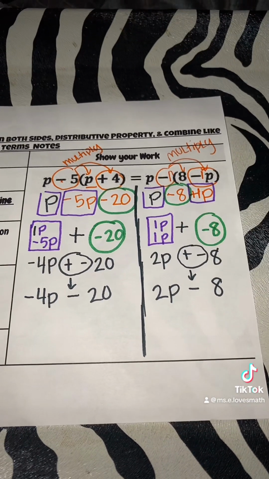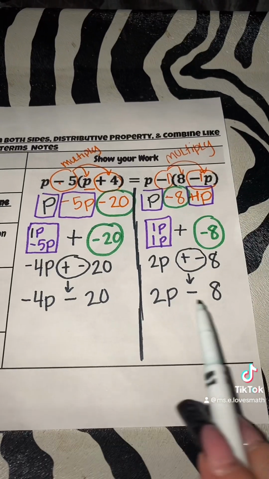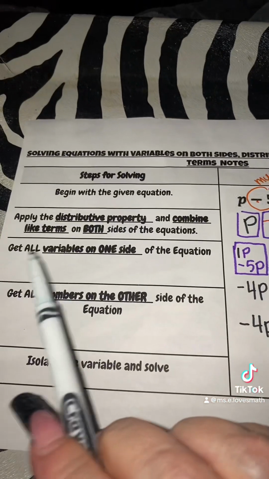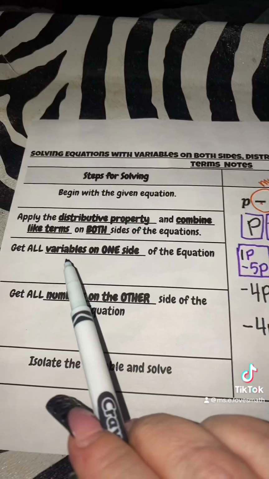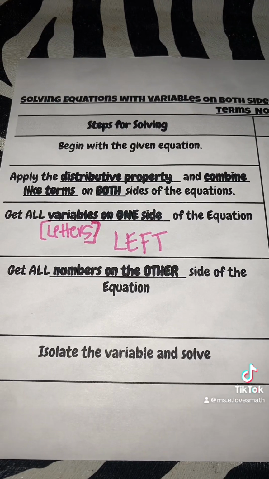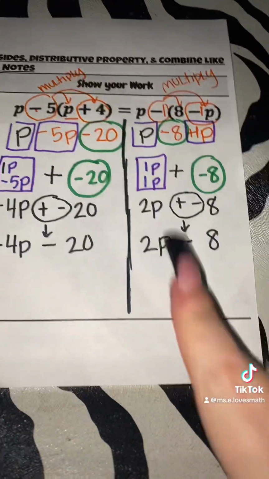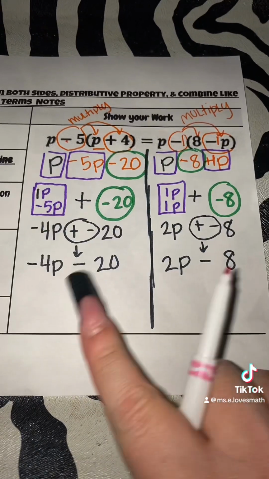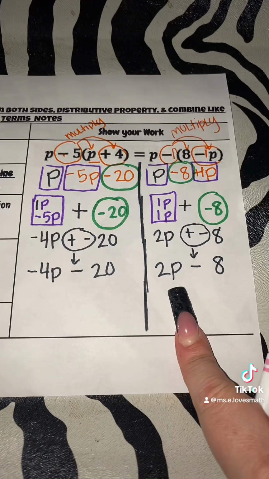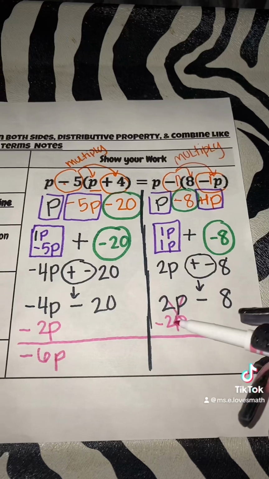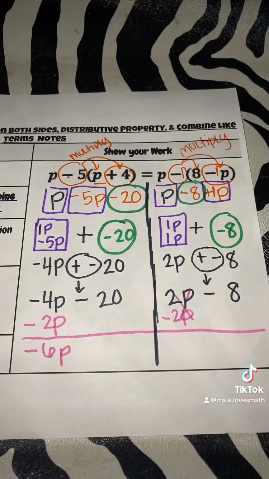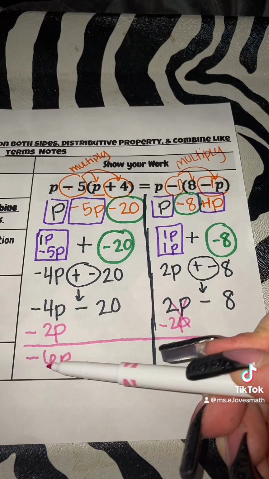Remember, our line is our equal sign. So now that we have our new equation after combining and distributing, it is time to move all of our variables to one side. Remember, variables are the letters in our equation, and we like to get the letters to the left. So over here, I need to get rid of the 2p on the right and move it to the left. To get rid of a positive 2p, I need to subtract 2p. These are gone. Negative 4p minus 2p is negative 6p. Now we have moved all of the letters to the left.